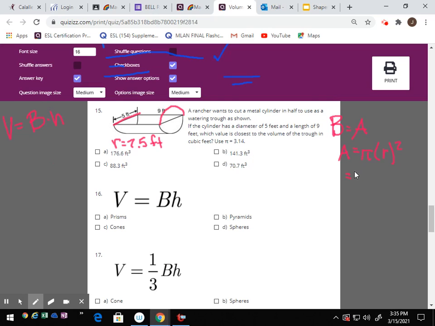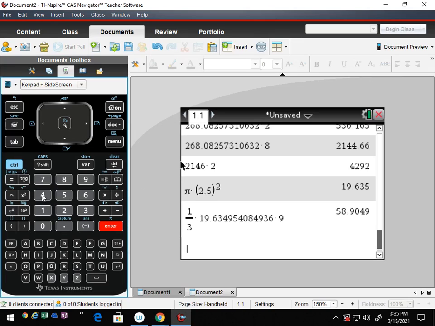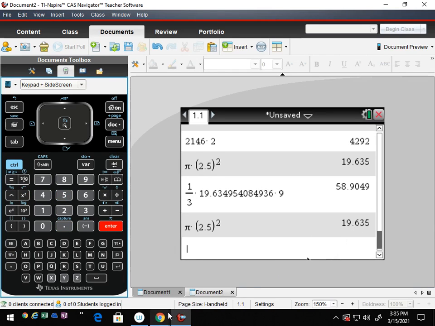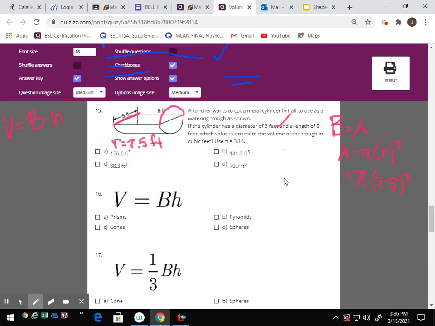Okay, so we have pi times 2.5 squared. Let's go do that in the calculator real quick. We have pi times 2.5 squared, and we get 19.6. But we can see that it wants us to use 3.14, so let's go do that one more time.